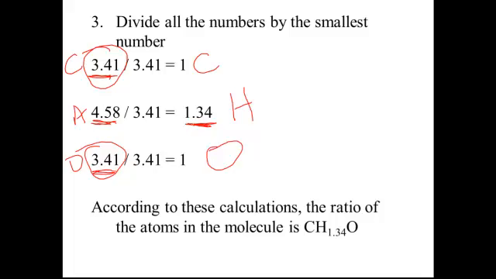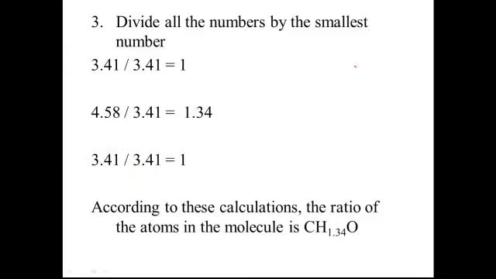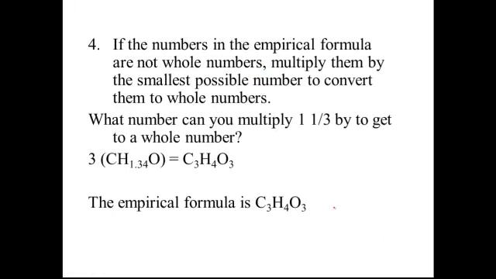Now, if we had gotten all whole numbers, let's say this hydrogen here was a 2, then we would actually be done. Our formula would just be CH2O. But in this case, it's not. But we still did it right, and that's okay. This is our carbon, this is our hydrogen, this is our oxygen. According to these calculations, the ratio of the atoms in the molecule is this: for every 1 carbon and 1 oxygen, there's going to be 1.34 hydrogens. But obviously you can't have 1.34 hydrogens, which leads us to our last step.